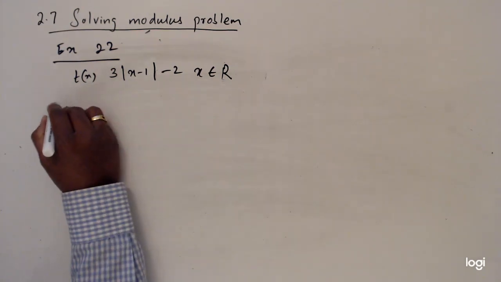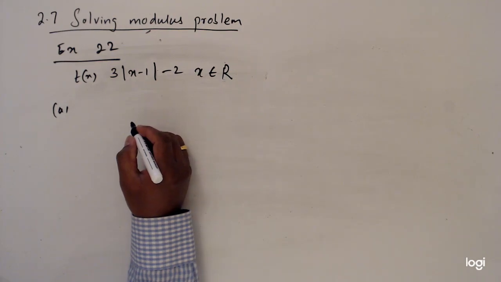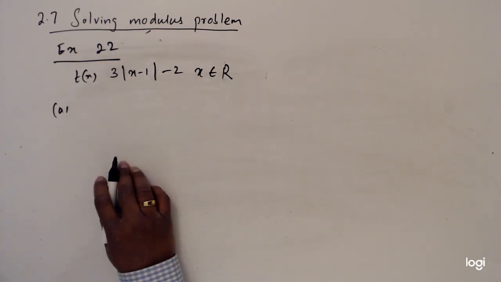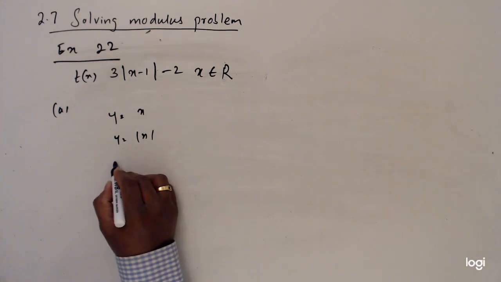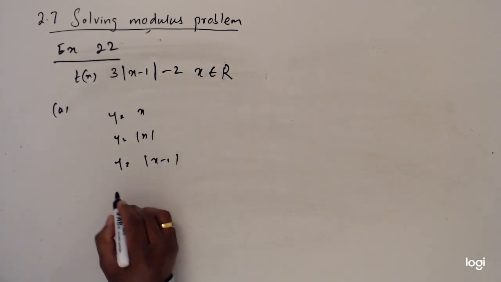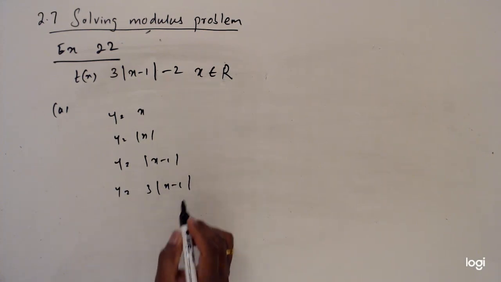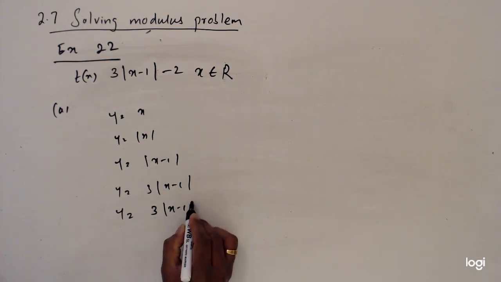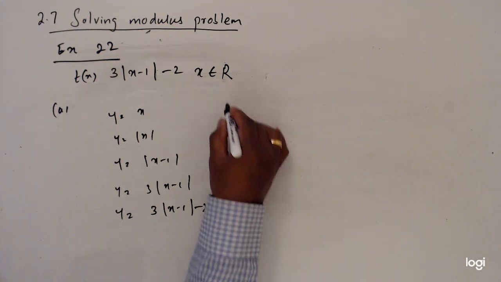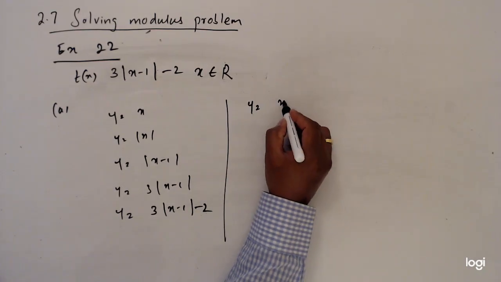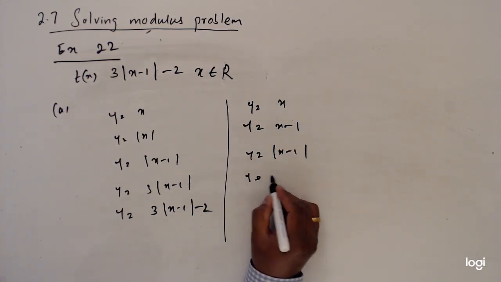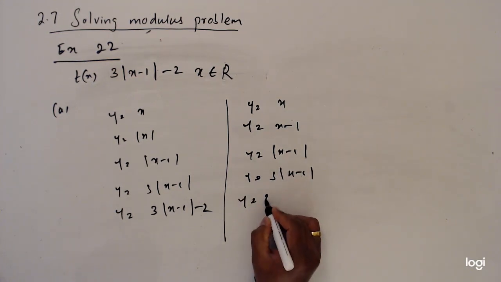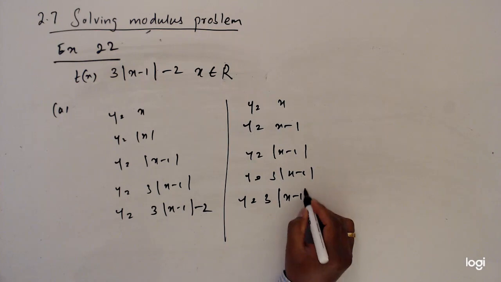So part A of this question is sketch the graph of the function. So you can get this approach: y equal x, y equal mod x, y equal mod x minus 1, and y equal 3 times mod x minus 1, and y equal 3 times mod x minus 1 minus 2. Or you can get y equal x minus 1, then y equal x minus mod 1, then y equal 3x minus 1, then y equal 3 mod x minus 1 minus 2.